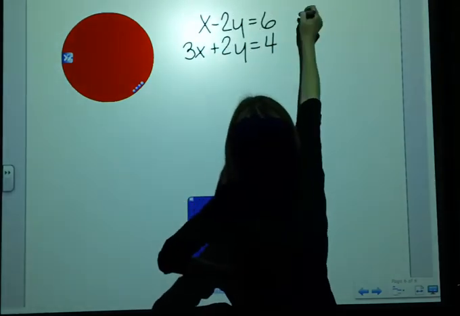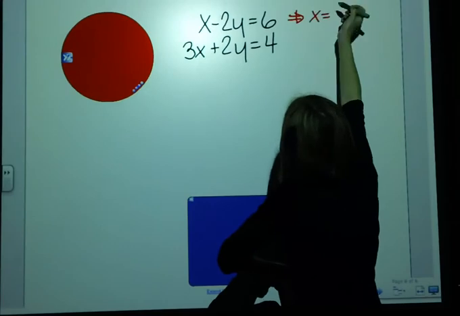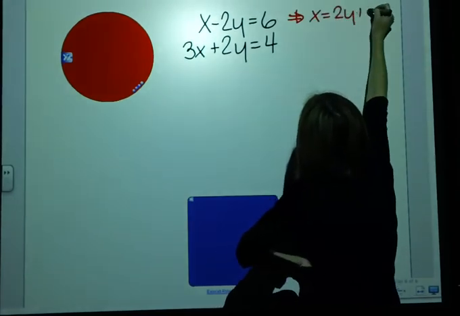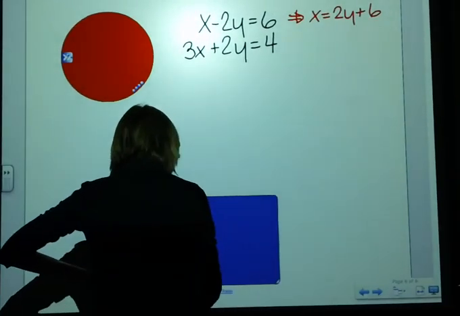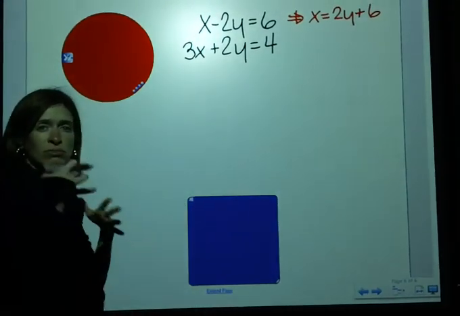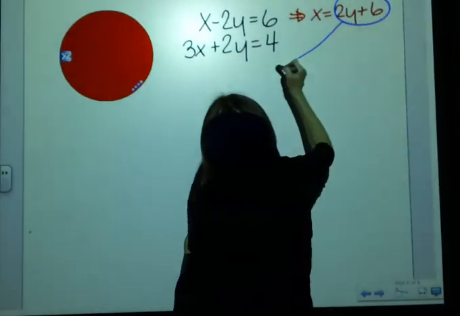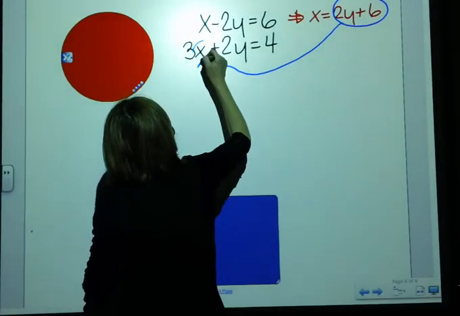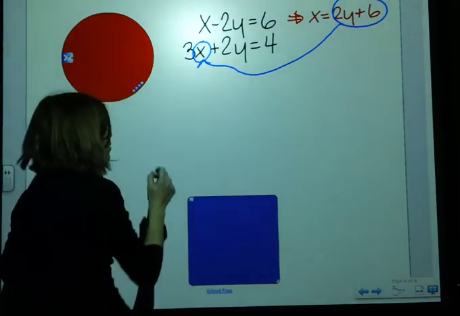So I'm going to add 2y to the other side, and I'm going to get x equals, you can either put it in the front, I tend to put it in the front, just like y equals mx plus b. So x equals 2y plus 6. Now that I have this new expression for x, I'm going to take it and I'm going to substitute it in wherever there is an x in the other equation to make it an equation in one variable.